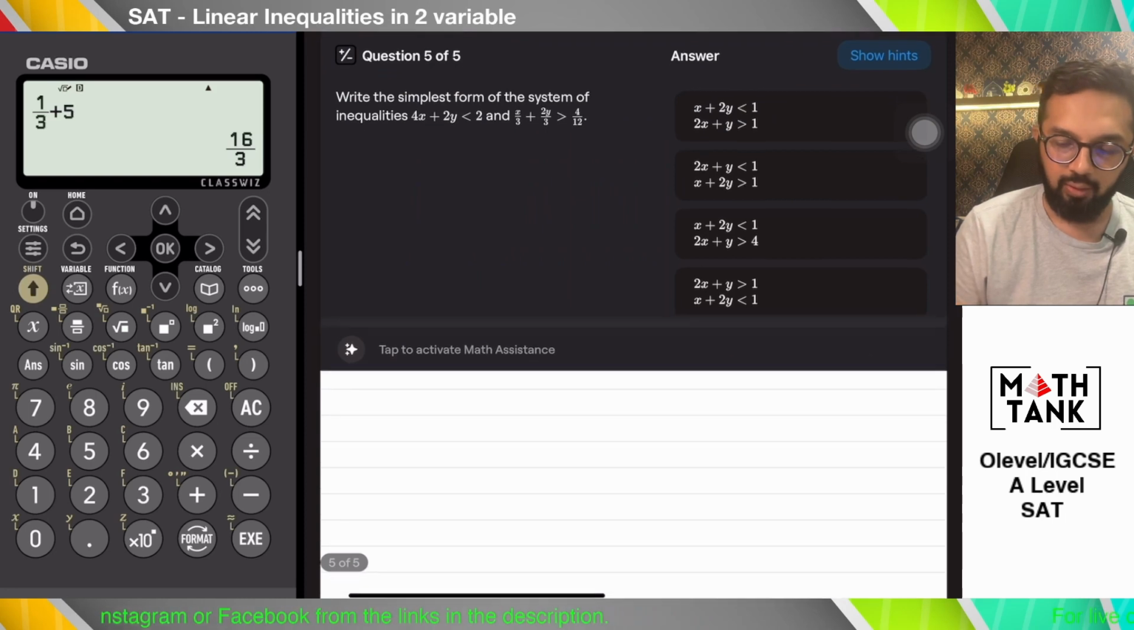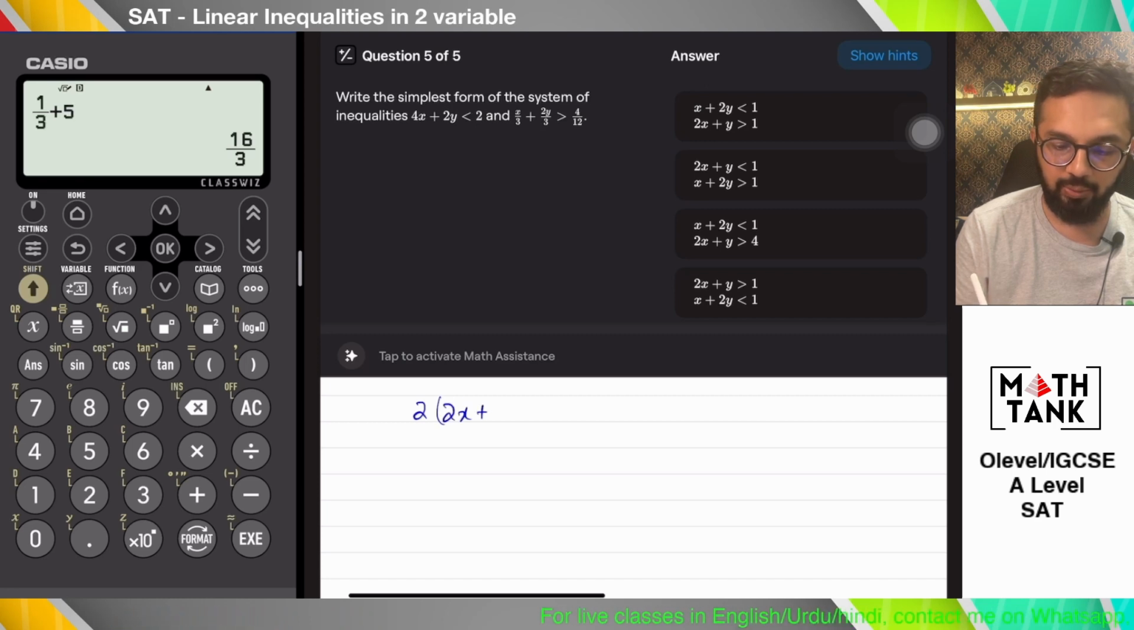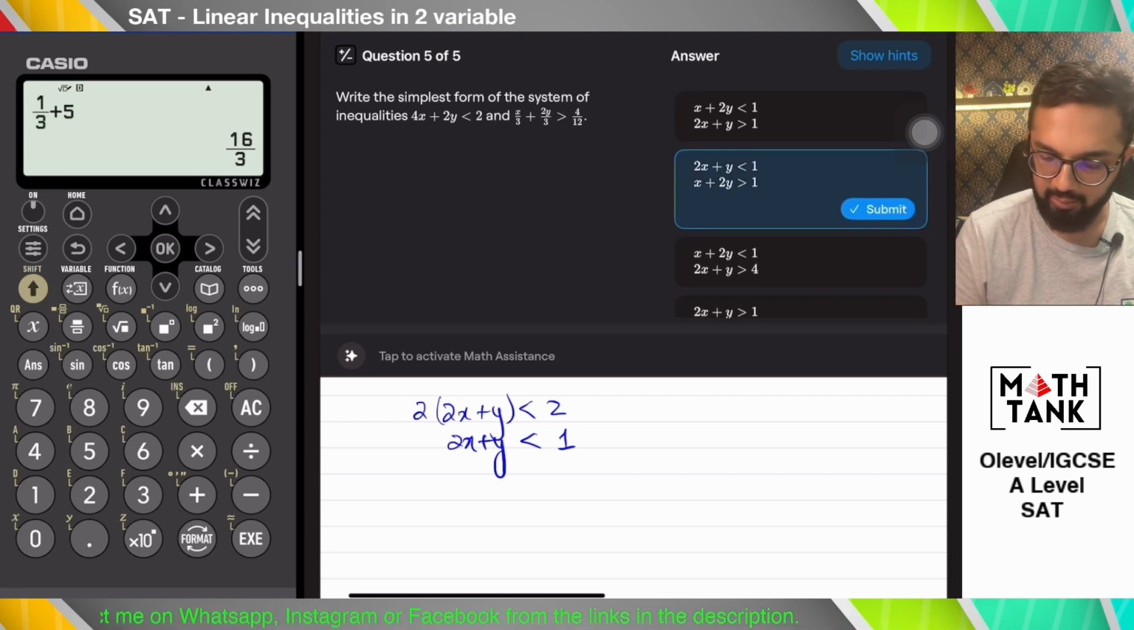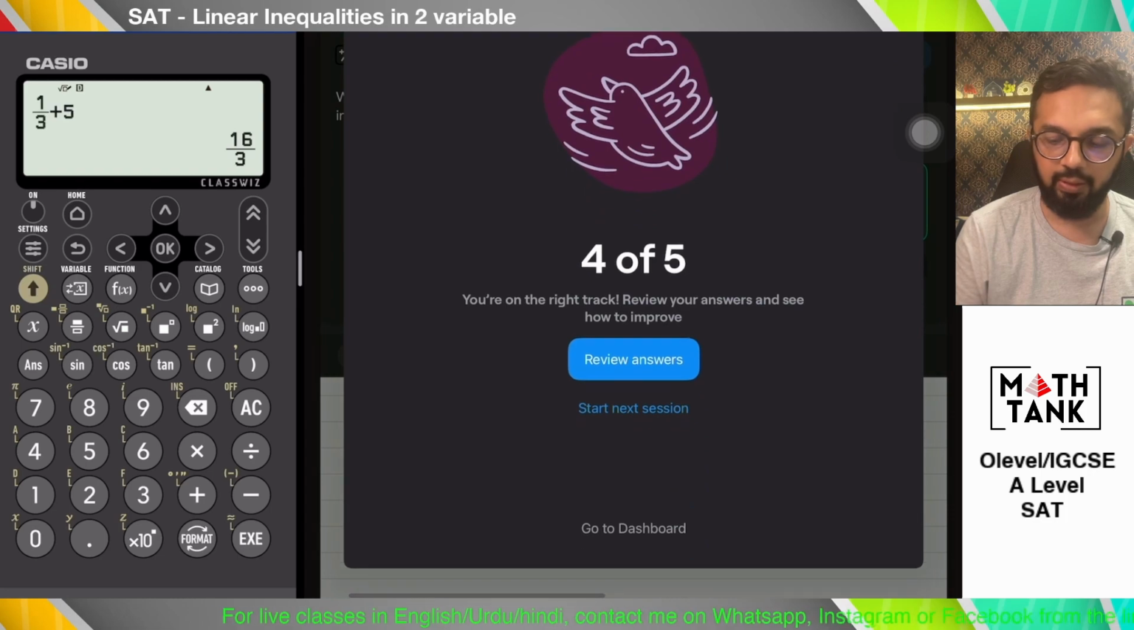Okay. And the last one, this is the simplest form, so I can take a 2 common from the first inequality and say that this is 2x plus y is less than 2. So 2x plus y should be less than 1. Okay, so I'm talking about this answer option, I think. And then x plus 2y, I see common denominator 3, 4 over 12. x plus 2y is greater than 1. Okay, that works. Both of the inequalities are correct.